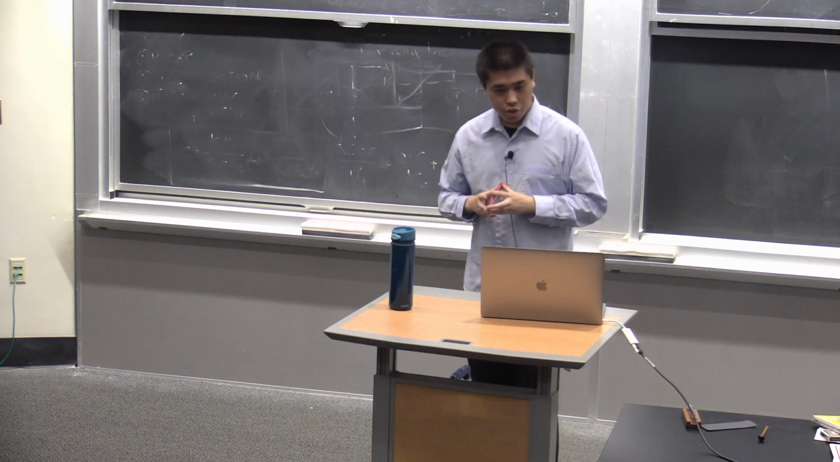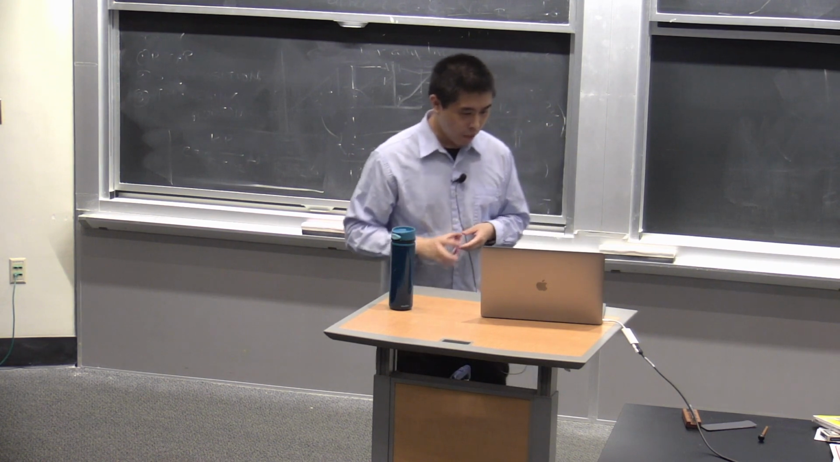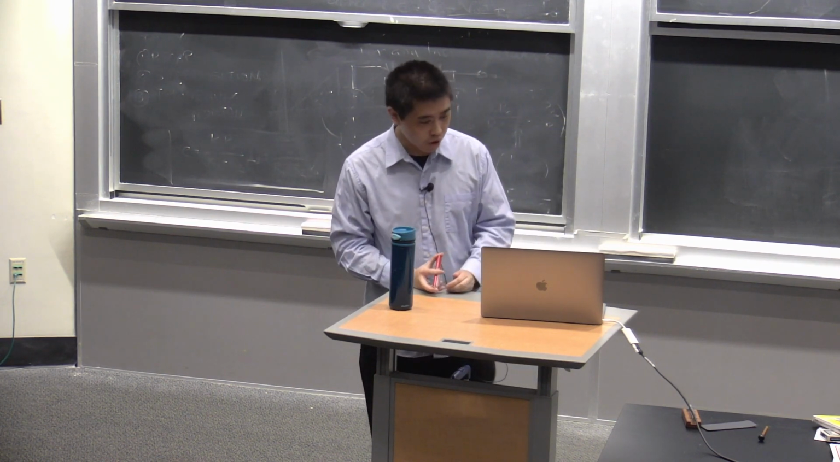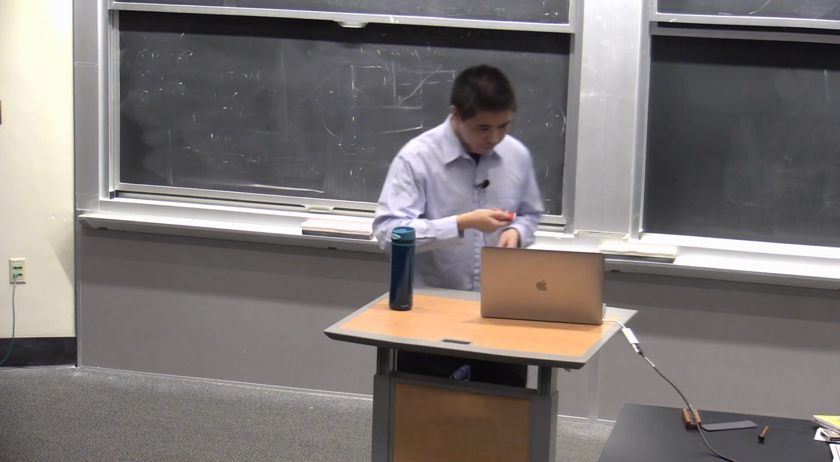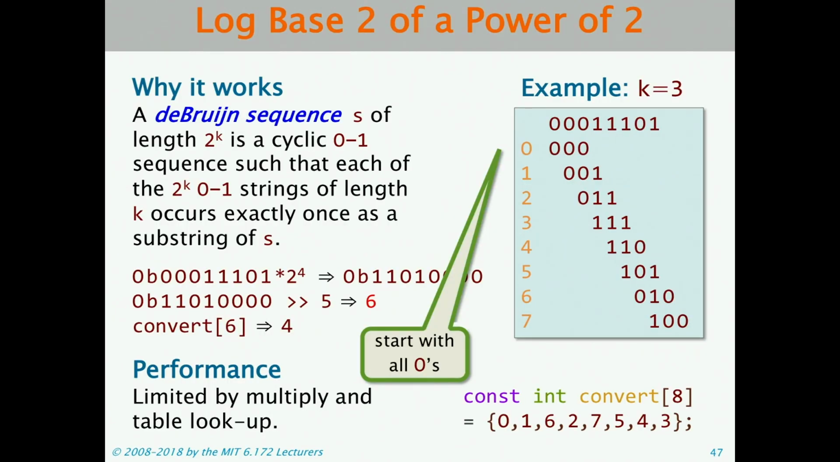The performance of this bit trick is limited by the performance of multiplication and table lookup. So you have to do a multiplication by some constant, and then you have to do table lookup in this convert table. So a table lookup does a memory reference, which could be expensive. And nowadays, there's actually a hardware instruction to compute this, so you don't actually have to implement this trick. But this trick is still pretty cool. And in the past, this is how you would do it before there was a hardware instruction that came out.